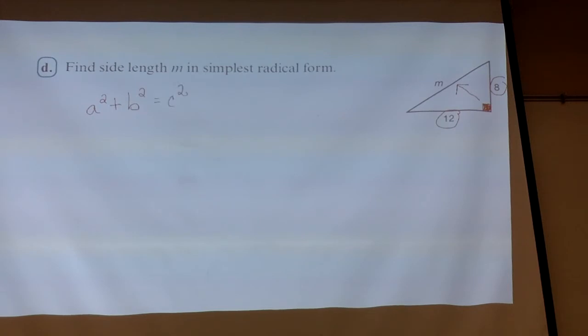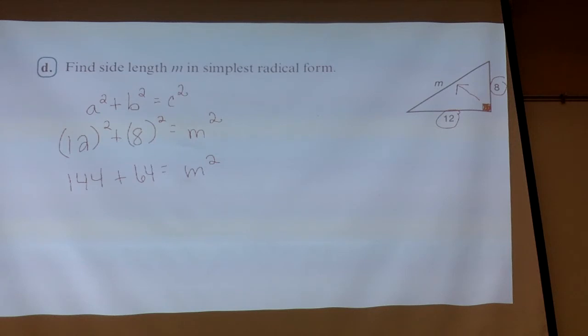Okay, I always say the one that's closest to me, I'm going to make my A. So I've got 12 squared plus 8 squared is going to give me my m squared. Okay, 12 squared is 144 plus 8 squared is going to give me 64. And I've got m squared.